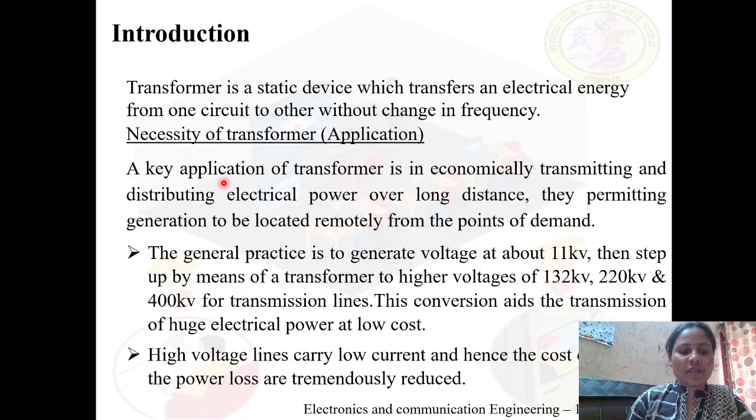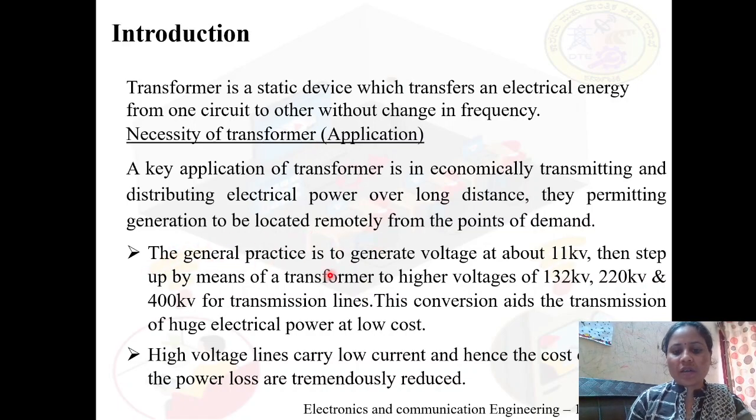Why is it necessary to use the transformer? Means, what are the different applications of a transformer? The primary application of the transformer is to transmit and distribute electric power over a long distance, and hence they permit the generation process to be available in a remote place.